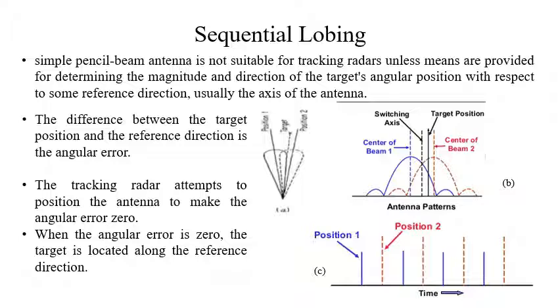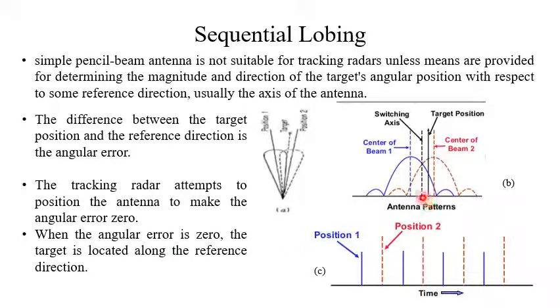A simple pencil beam antenna is not suitable for tracking radars unless means are provided for determining the magnitude and direction of the target's angular position with respect to some reference direction, usually the axis of the antenna. The difference between the target position and the reference direction is called the angular error. A tracking radar attempts to position the antenna to make the angular error 0. When the angular error is 0, the target is located along the reference direction.